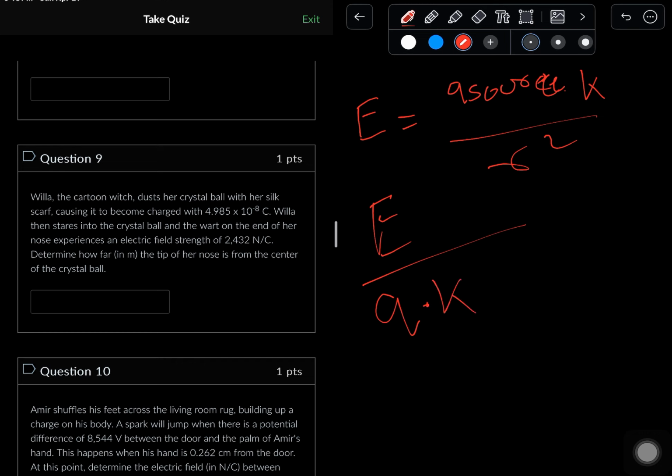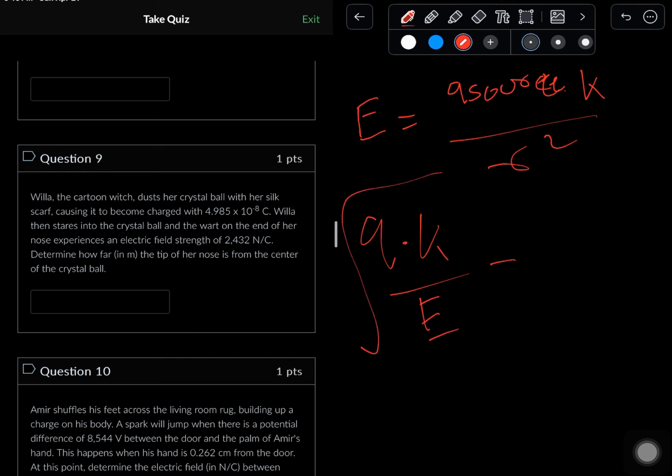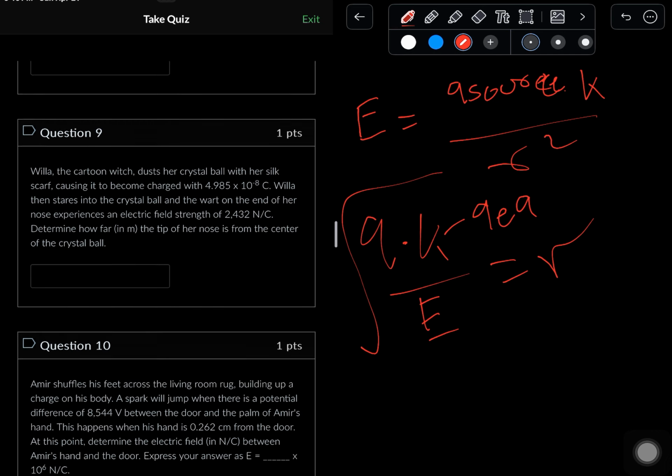Sorry, never mind. There's an easier way to do this, and that would just be to take Q times K divided by E. And now you would get that as R squared instead. If you take the square root of that, you get R. So simply take the charge times Coulomb's constant of 9 times 10 to the power of 9, divided by your electric field strength, and then take the square root of that.